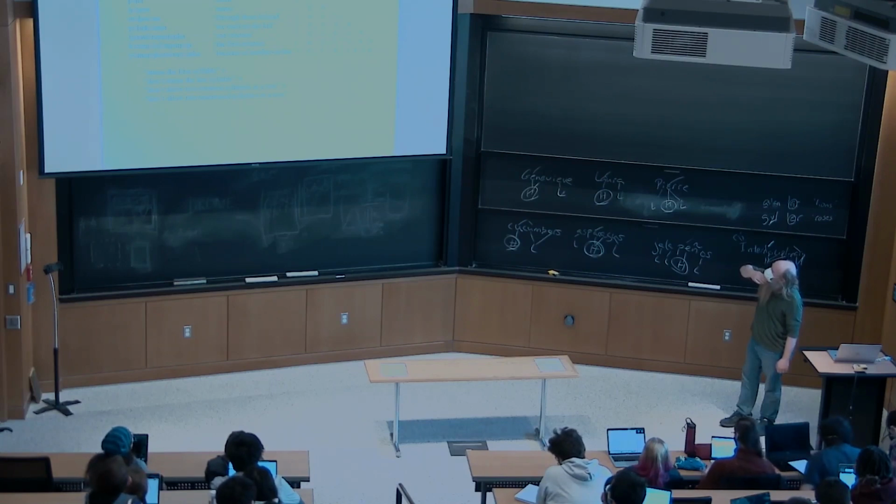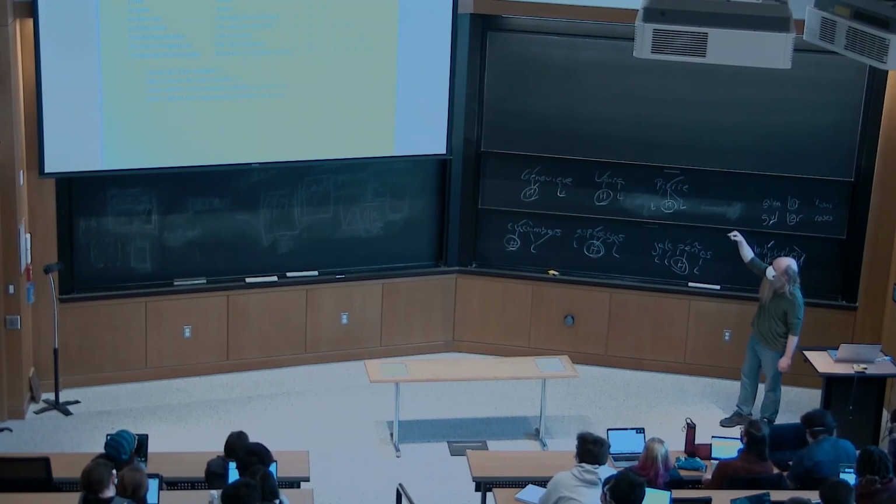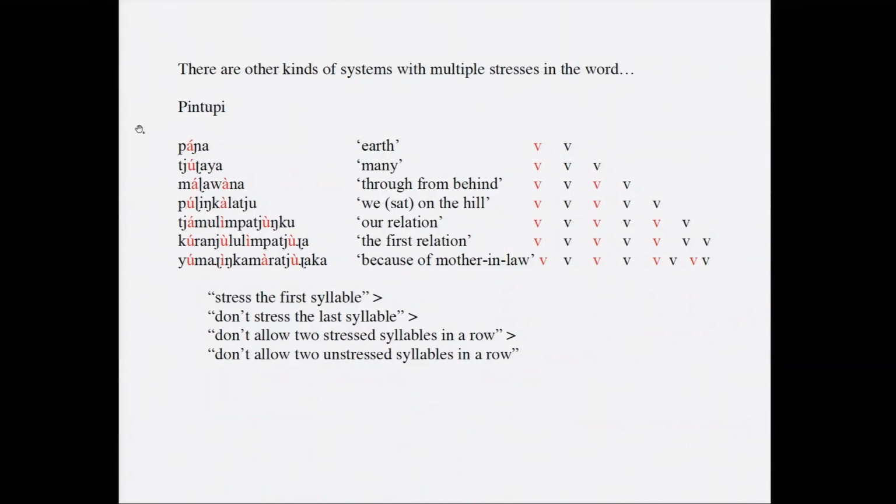In a language like this, whenever you have an odd number of syllables in your word, you can achieve the first two: stress the first syllable, don't stress the last syllable. And actually the next one, don't allow two stressed syllables in a row. But the last one, don't allow two unstressed syllables in a row, you achieve that in the words that have an even number of syllables, but not the ones that have an odd number of syllables.